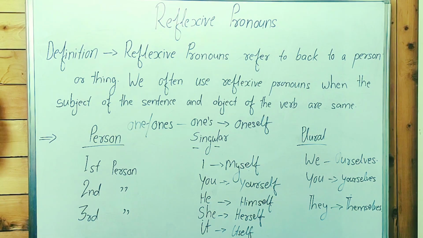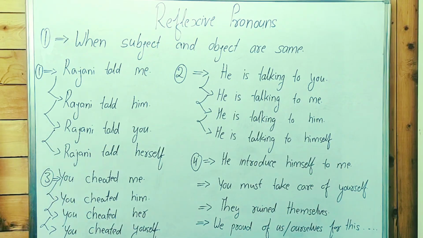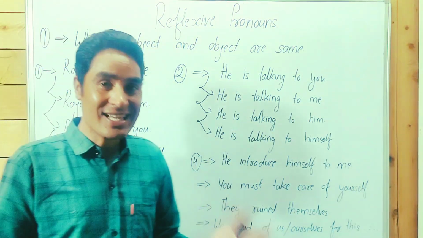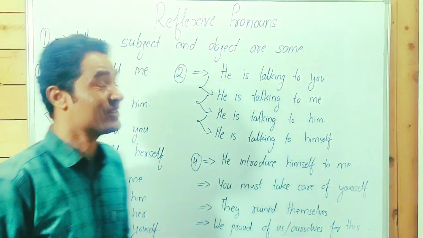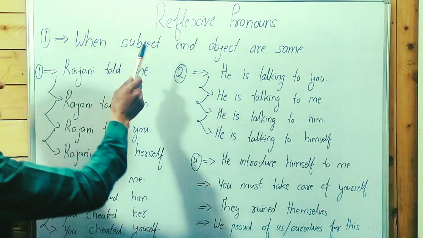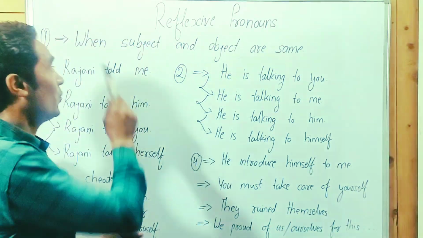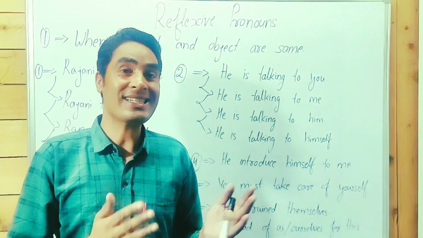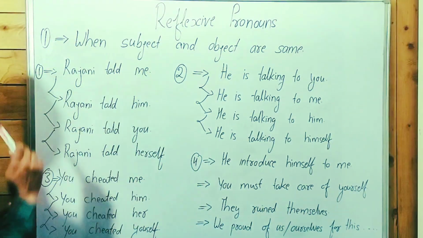Let me write some examples. Have a look at the board. There are some rules, some terms, when reflexive pronouns are used. This is the first one, when subject and object are the same. What do you mean by that? When the subject of the sentence and the object of the verb are the same, in this case we use a reflexive pronoun.